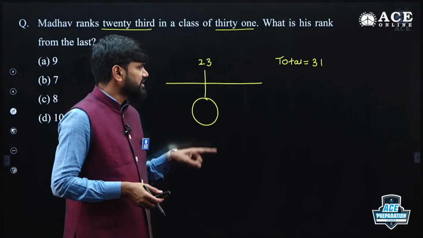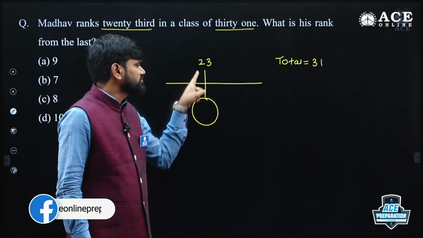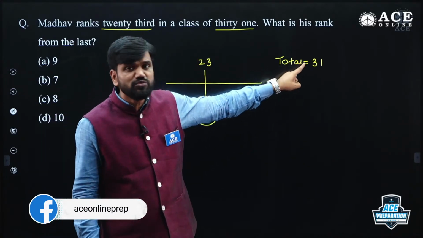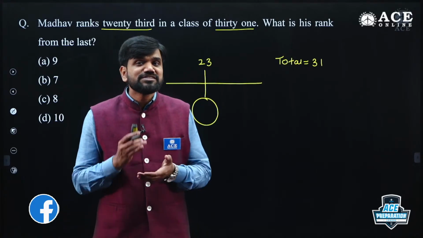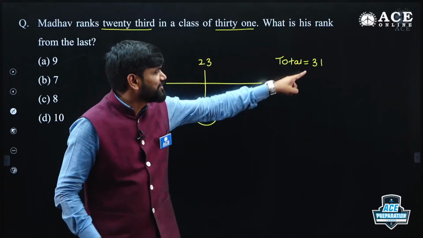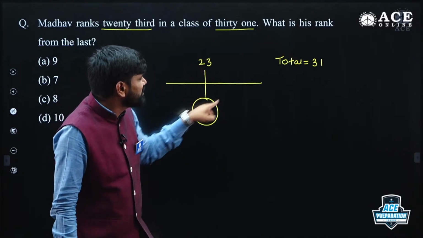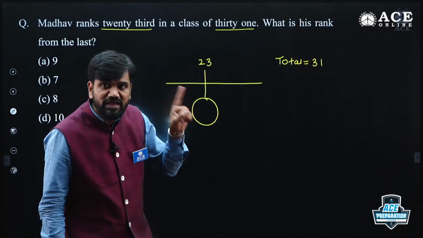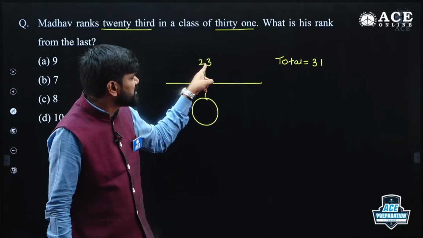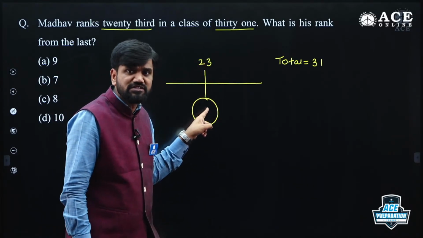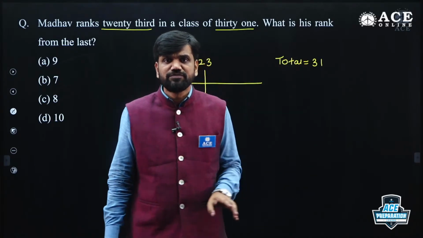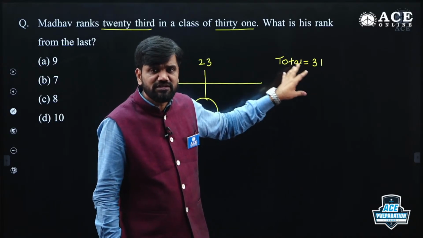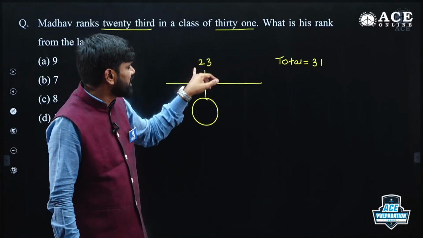As we have already seen, when you add these two positions from top and bottom, together they should add up to 1 more than the total, which means they should add up to 32, because I have 31 as the total here. For that to happen, what should be the value over here? When you add the position of the candidate from both the sides, that should always add up to 1 more than the total. You have to get 32 when you add these two.